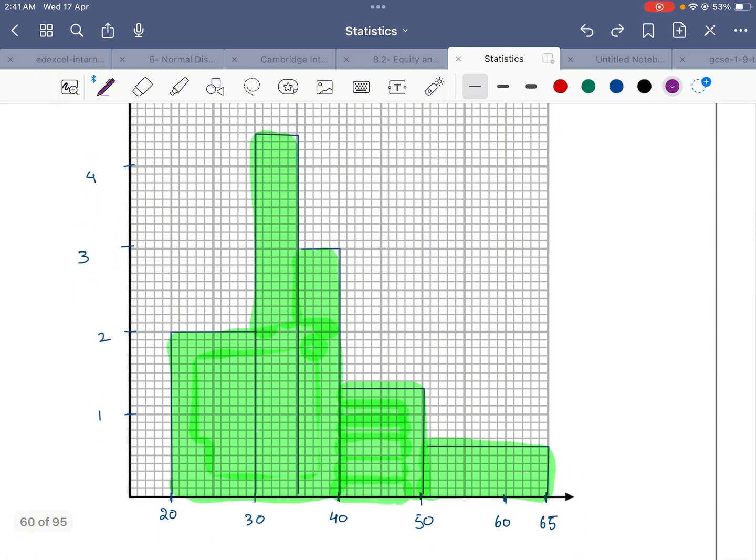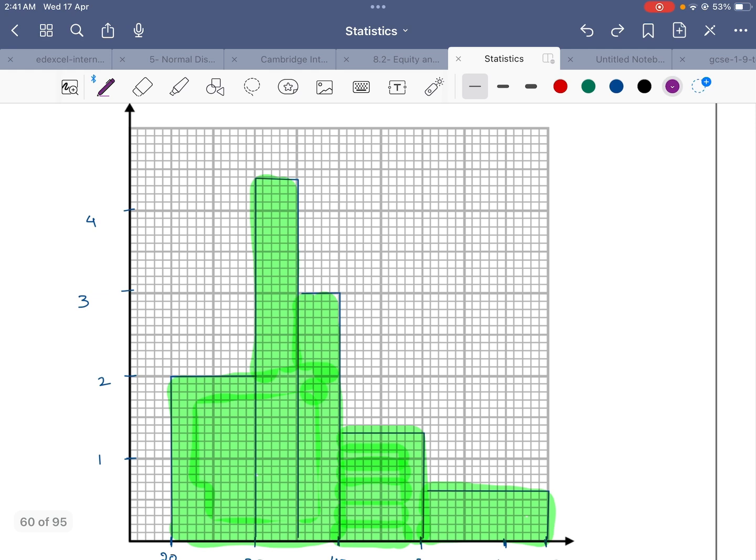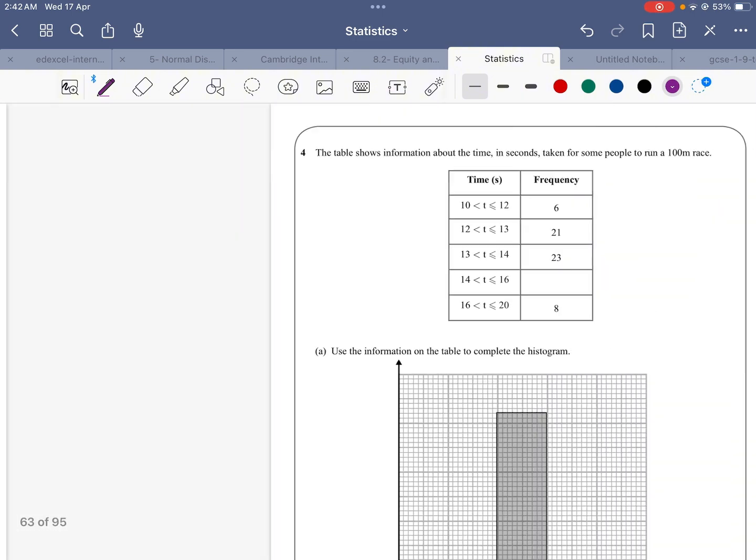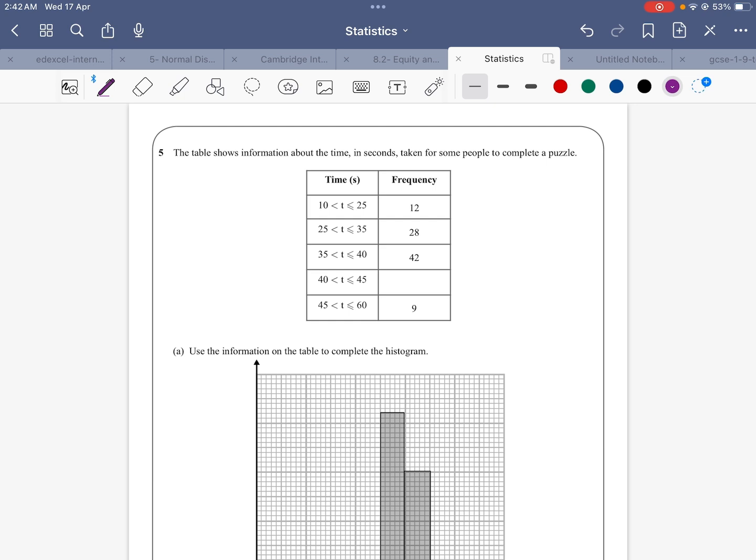This will look something like this, and you will notice that the width of all the bars is different. I have highlighted them as well so that you can see that the width of all the bars is different. So when the width of bars is different, or when class width is different, you calculate frequency density, and instead of frequency you plot frequency density on the graph. On which axis? Y axis. Alright, now let's have a look at another question on frequency density, which is this one.